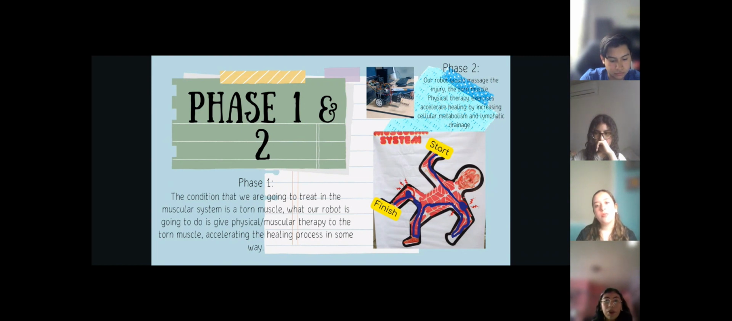Well, phase number 2 is the analysis of the problem, and the robot will massage the injury, the torn muscle, and give physical therapy exercise, accelerating the healing by increasing cellular metabolism and lymphatic drainage. Here is an image of the track we expect the robot will do.